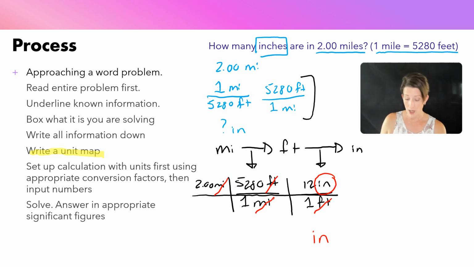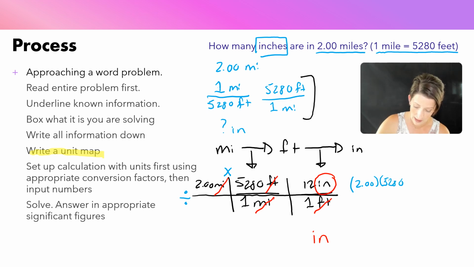With these in our calculations, a horizontal line means to divide, just like you'd set up traditional division problems. The vertical lines are to multiply. So essentially what we are saying is we want to multiply 2.00 times 5,280 times 12, divided by 1 times 1.